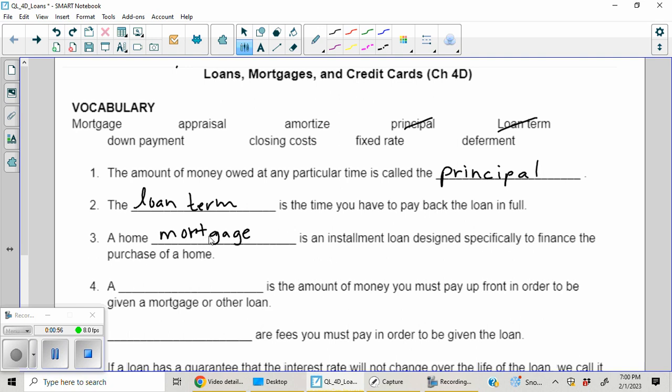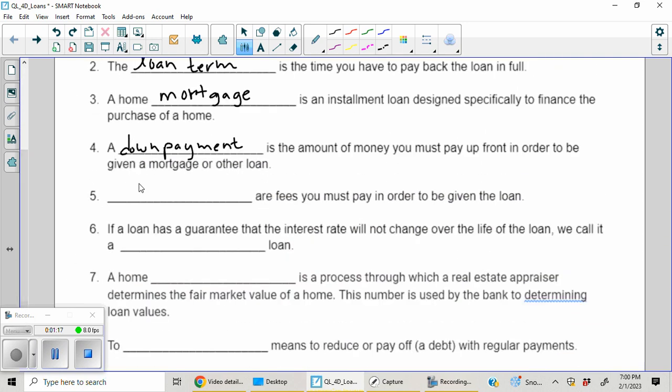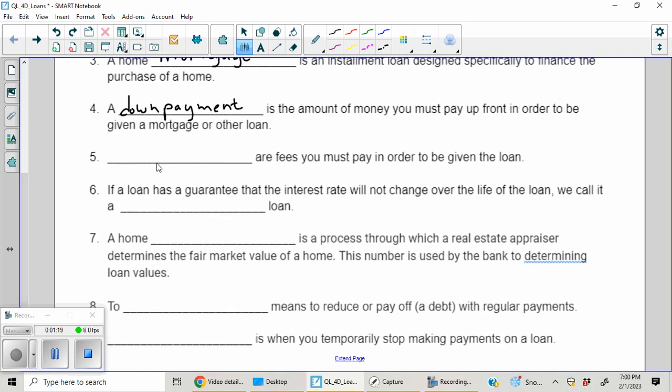Home mortgage. A blank is the amount of money you must pay up front in order to be given a mortgage or other loan. That is called a down payment. There are certain situations that people can get into a home without making a down payment, especially first-time home buyers. Now just note, if you do not make a down payment, then of course you are going to end up paying higher payments and more interest in the long run.